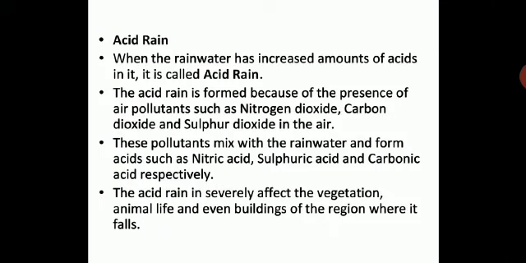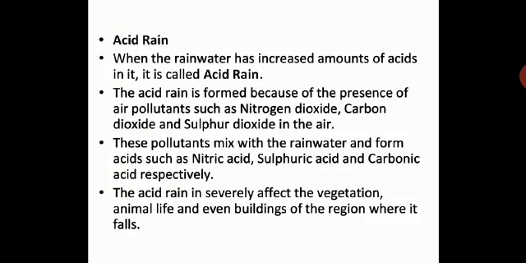Since we are learning about acid, a very important aspect of acid which has become a global issue nowadays is acid rain. We need to learn about this concept of acid rain. When the rainwater has increased amounts of acid in it, it is called acid rain. How do we get acid rain? How does rainwater become acidic? Acid rain is formed because of the presence of air pollutants such as nitrogen dioxide, carbon dioxide, and sulfur dioxide in the air.